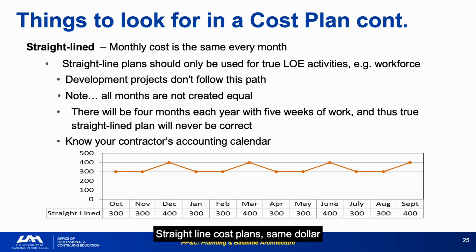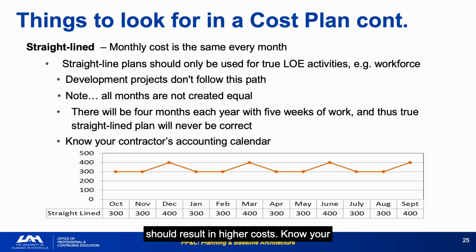Straight-line cost plans, with the same dollar amount every month, are appropriate only for true level-of-effort activities, such as workforce support. They're inappropriate for development programs with milestone-driven spending patterns. Bill's calendar reality: all months are not created equal. There will be 4 months each year with 5 weeks of work, and thus a true straight-line plan will never be correct. Even for genuine LOE work, 5-week months should result in higher costs.